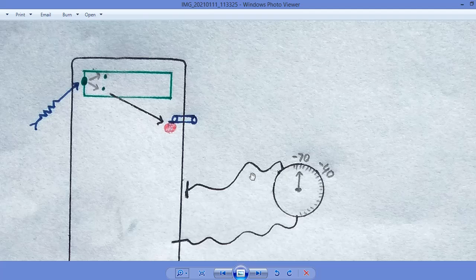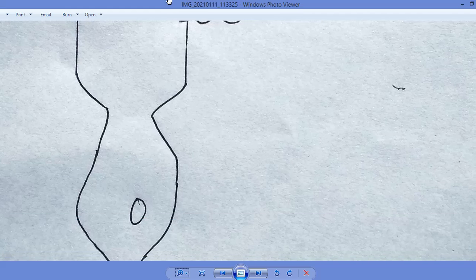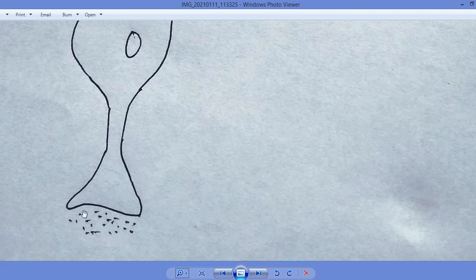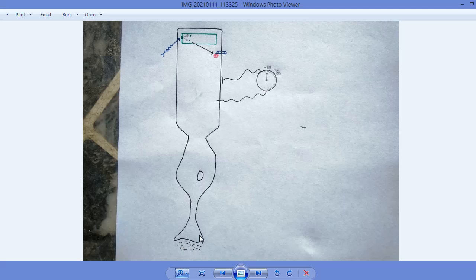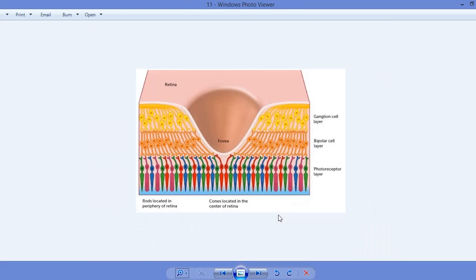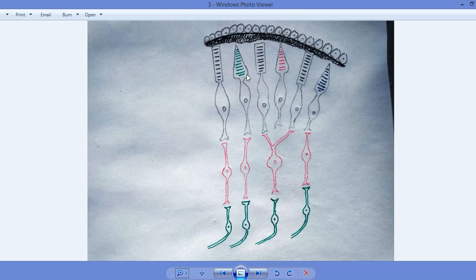From -30 to -70, and when this reaches -70, what happens? The synaptic terminal of this rod does not secrete any neurotransmitter. So you should focus on this diagram, that normally when your eyes are closed you do not see any object.